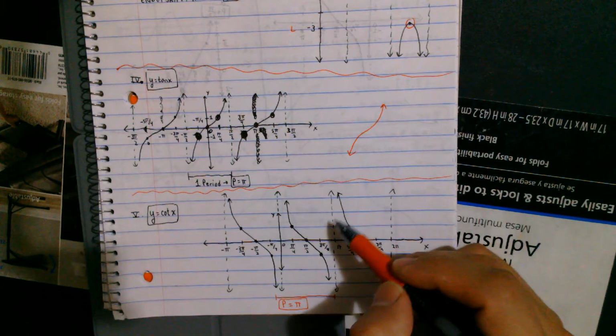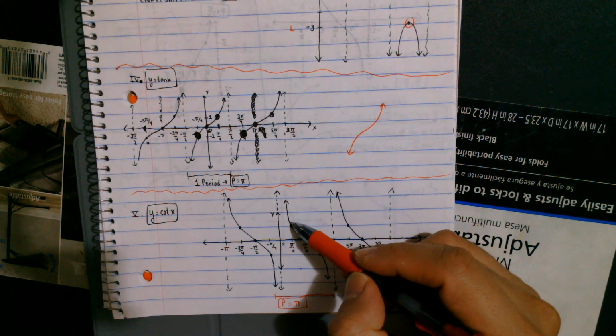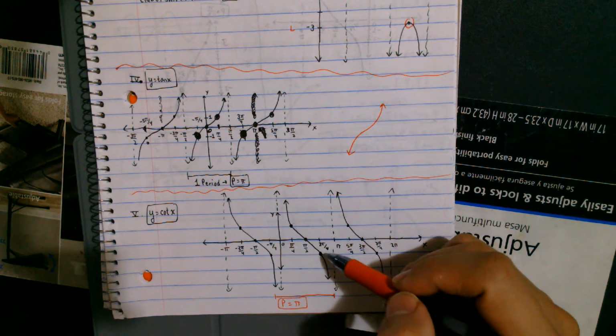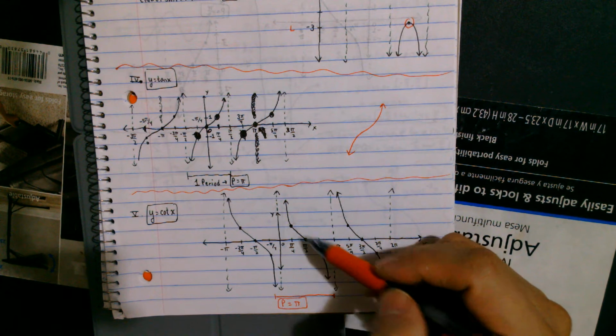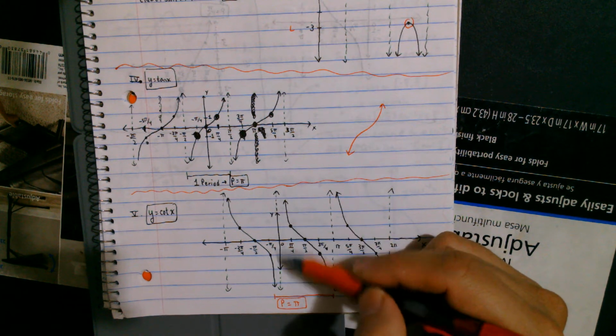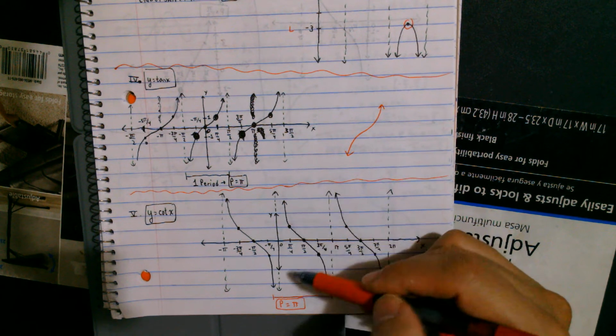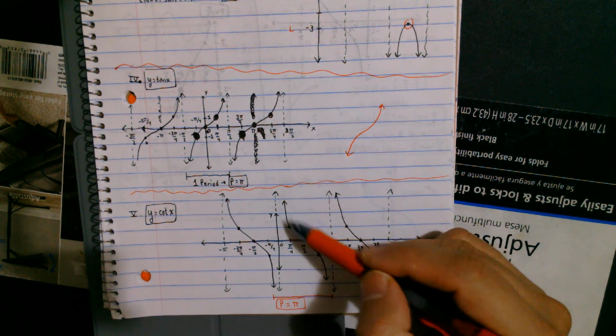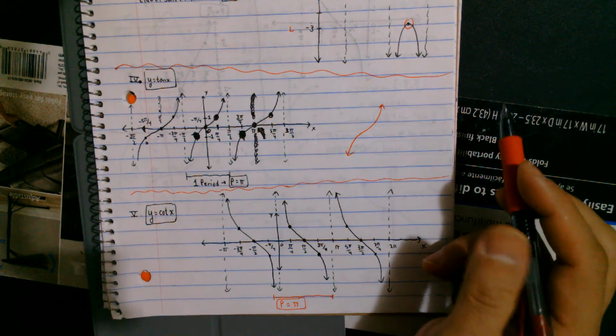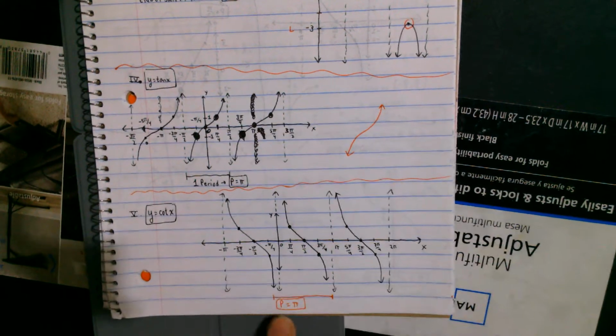Now cotangent at pi over 4, cotangent is 1. At 135, it's negative 1. The problem is cotangent, because it's cosine over sine, is undefined where sine is 0, at 0 and at 180. So cotangent is undefined there. It goes downward. That's your cotangent. And your period is 180.